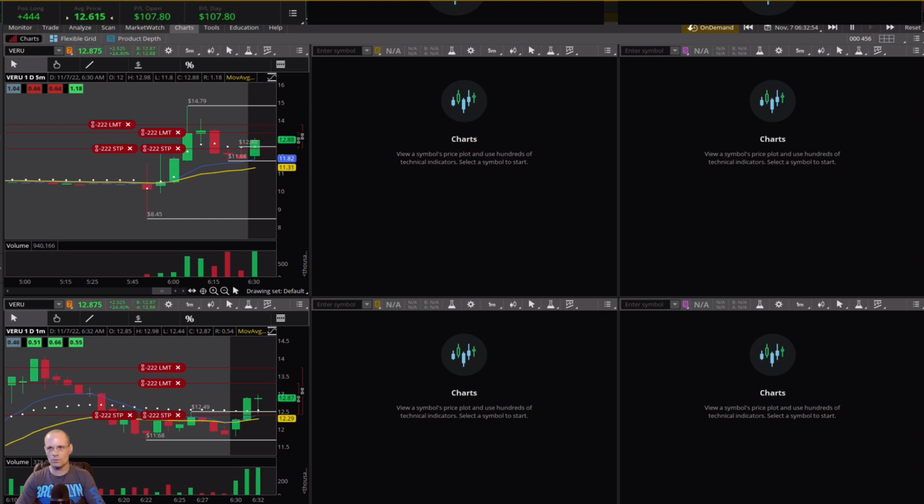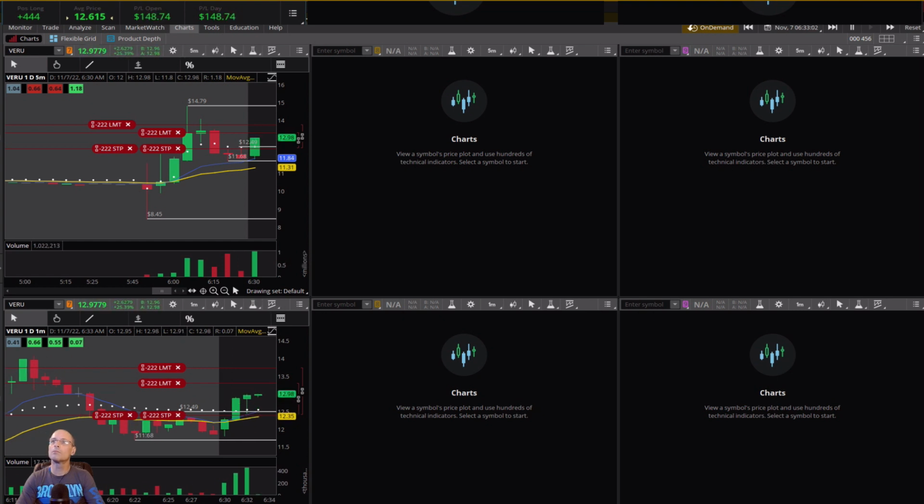I kind of want to hold this to get the bigger move. See if we break through 13. Looking at a possible inside bar on the 15-minute time frame. So we might top out here. I'm going to sell half. I'm going to sell the other half there.